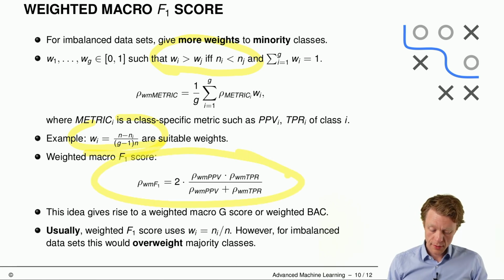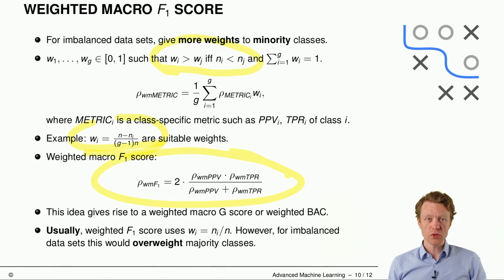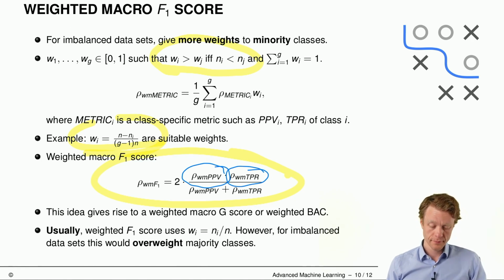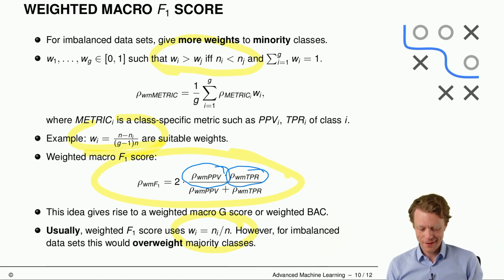Then again, we can compute a weighted macro F1 score, which just uses the weighted macro precision and the weighted macro recall here. Of course, same thing applies to G-score or weighted balanced accuracy. So usually you could also use as weights ni divided by n, but then of course for an imbalanced data set you would overweight the majority classes. So that's a design decision that you have to make. Do you want to weight the larger classes higher, or do you want to weight the smaller classes higher?